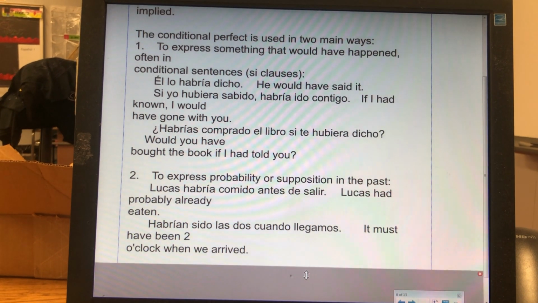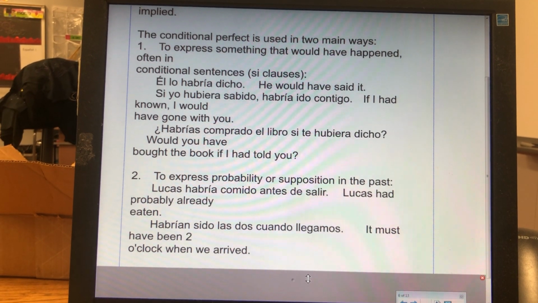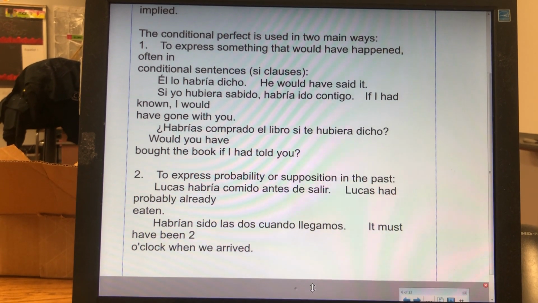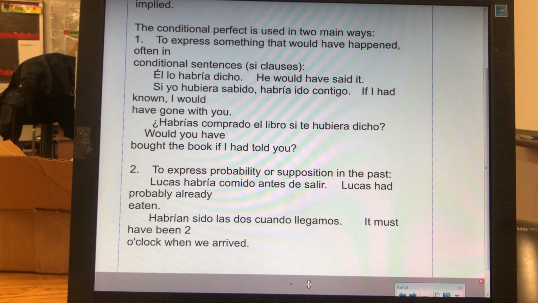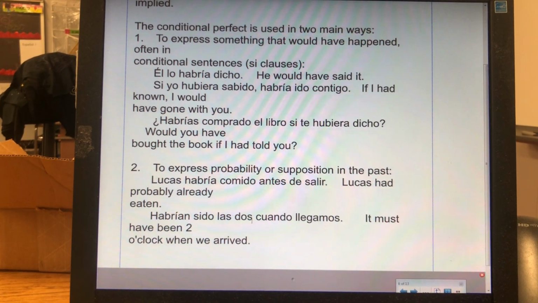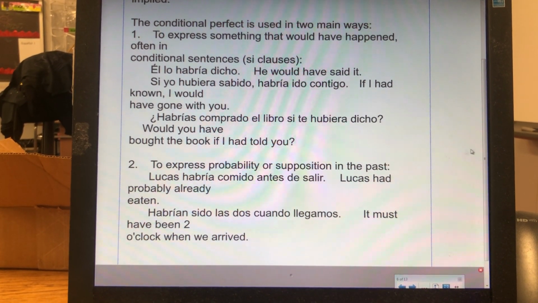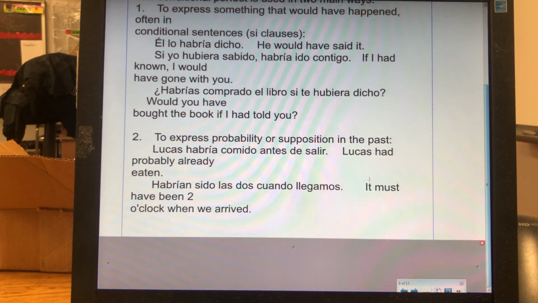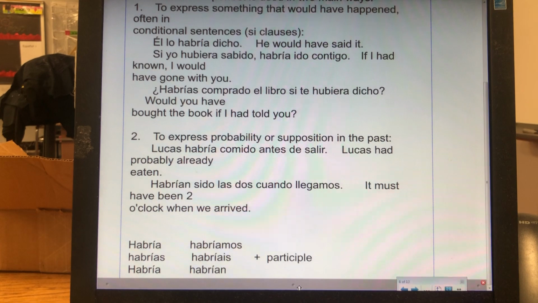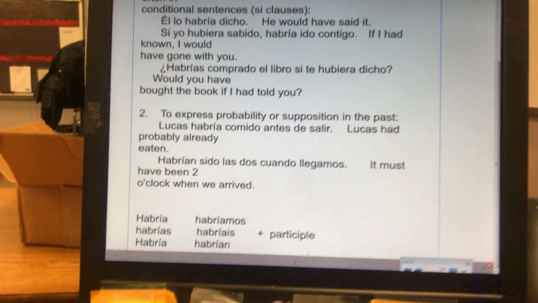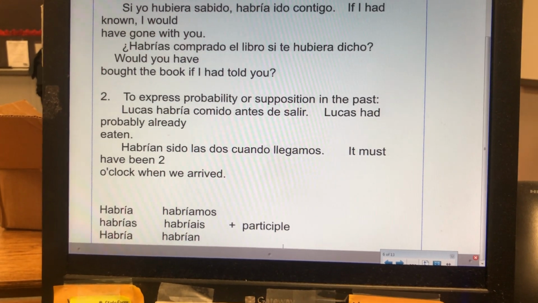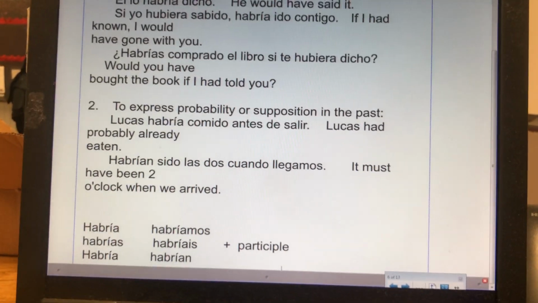Oh, you can also use it to express probability in the past, like Lucas habría comido antes de salir. Lucas had probably eaten or would have probably eaten before he left. Habrían sido las 2 cuando llegamos. It must have been 2 o'clock when we arrived. That's just another translation. It's like the probability. We used it with probability before when we learned the actual conditional. Here's how you form it. Use the conditional tense of haber: habría, habrías, habría, habríamos, habríais, habrían with the participle.